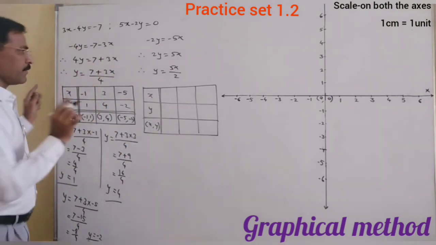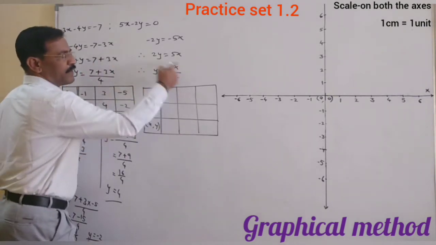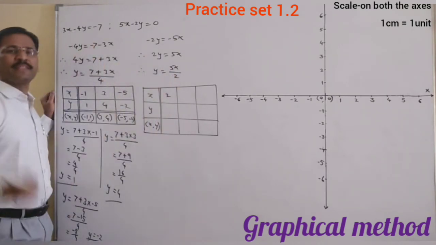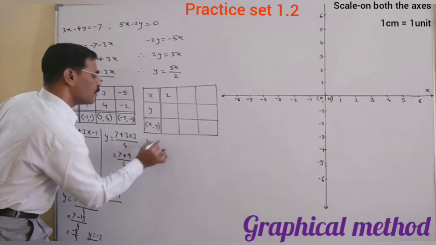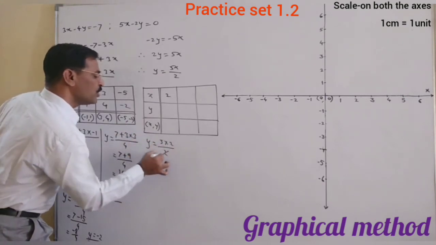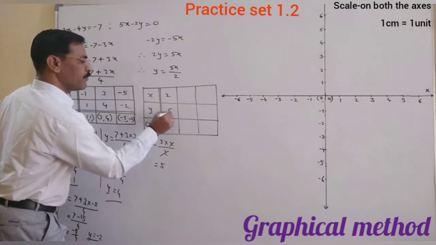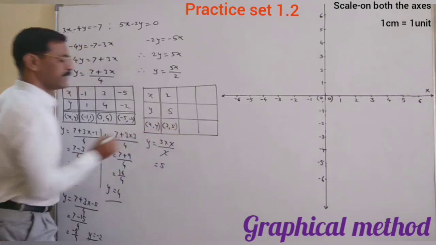Okay friends? See here, whenever the denominator term is there, first take the 2 only. Let's see what will happen. So y equal to 5 into 2 upon 2. This 2 gets cancelled. Here it is 5. Understand? Like this we can easily make the table.